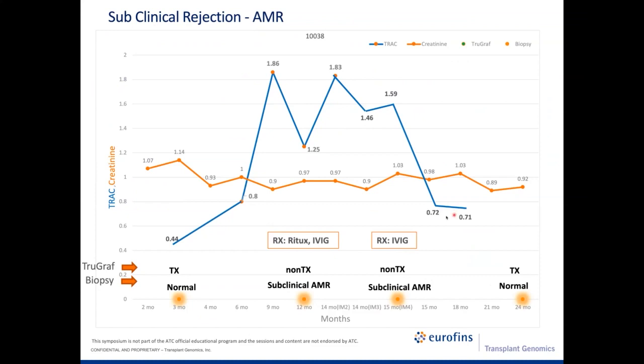And one of the real benefits of cell-free DNA is monitoring response to therapy, particularly for antibody-mediated rejection. Cell-free DNA comes down, creatinine stays stable. The patient goes on the study, and at month 24 has another biopsy. Now the TruGraf assay is TX, and the biopsy is back to normal. So in a sense, we could have potentially avoided 2 biopsies for this patient, but in the meantime, done biomarker-guided biopsies here to detect subclinical injury and treat it successfully, and then monitor response to therapy with a cell-free DNA and a TruGraf assay.